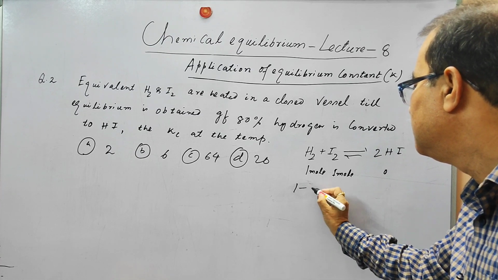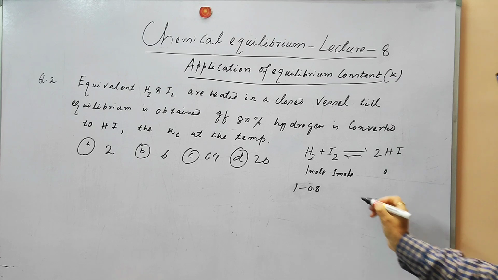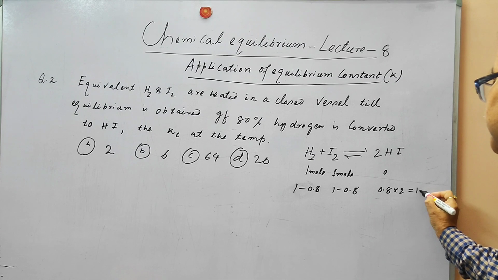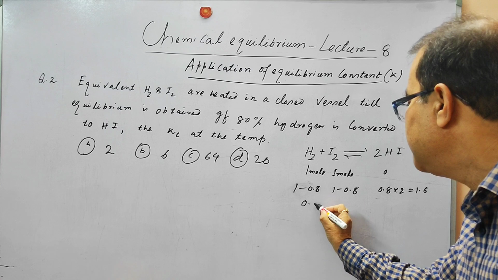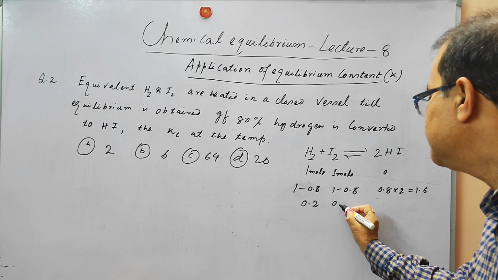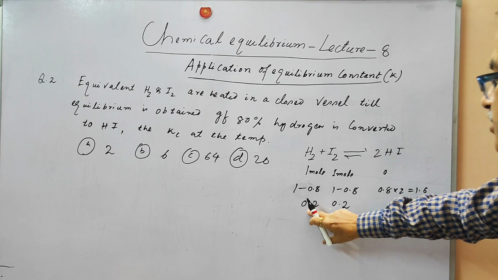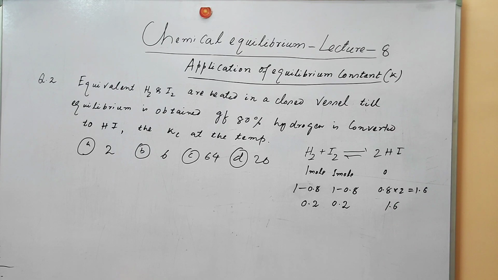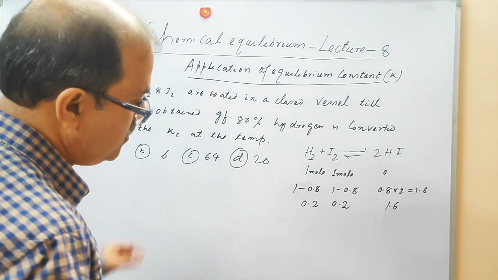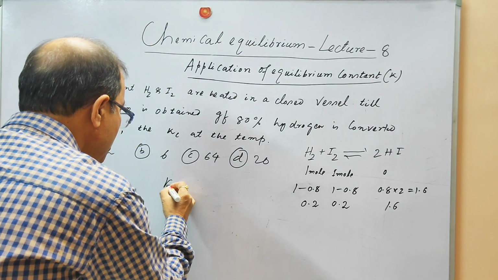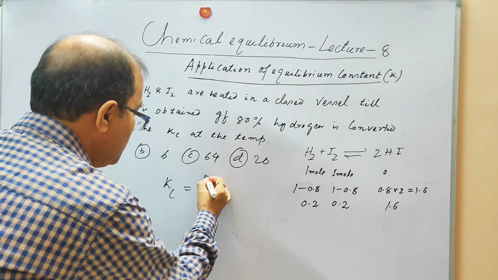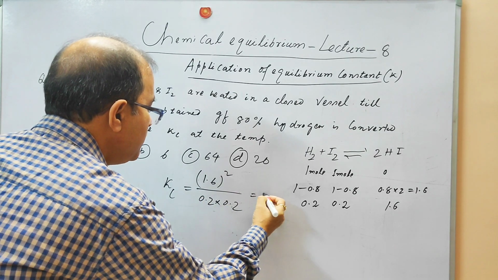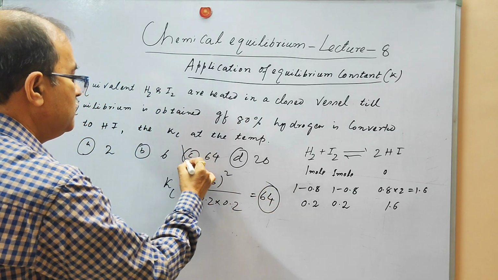So at equilibrium you will find 1 minus 0.8 for hydrogen, and for HI, 0.8 into 2, which means 1.6 moles is produced. So at equilibrium, 0.2 moles of hydrogen and 0.2 moles of iodine, and it will produce 1.6 moles of hydrogen iodide. So this is the concentration at the equilibrium time. So its equilibrium constant will be 1.6 whole square divided by 0.2 into 0.2, and it will come to around 64. So this will be the right answer.